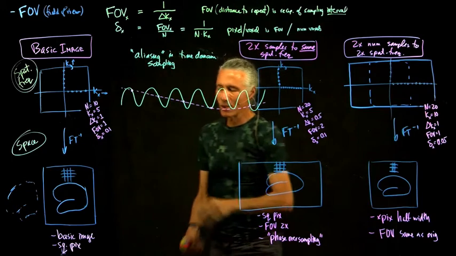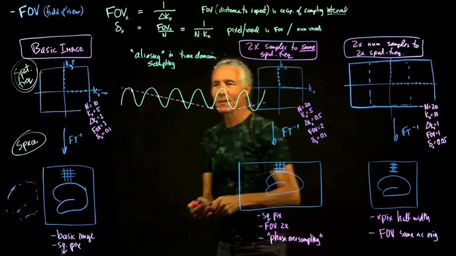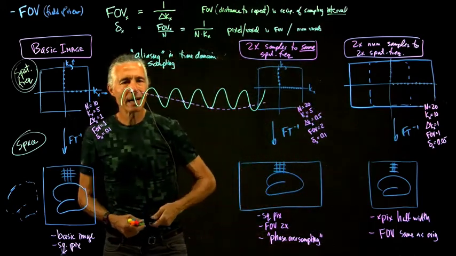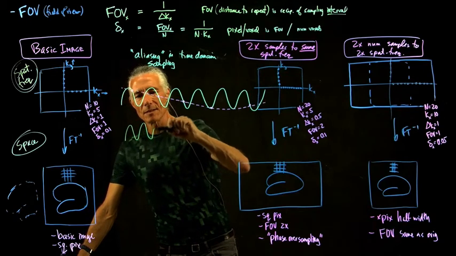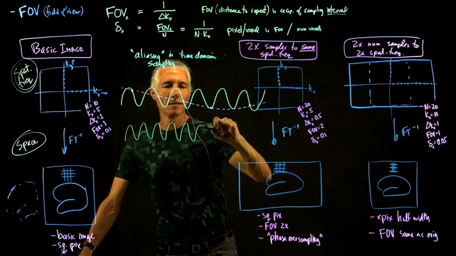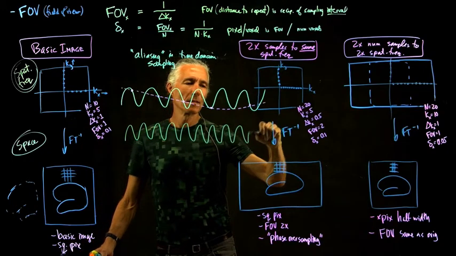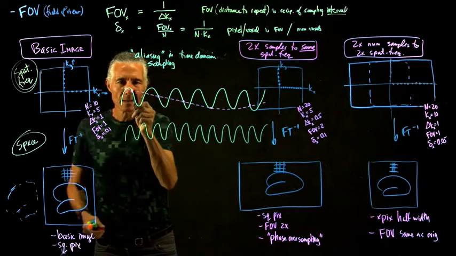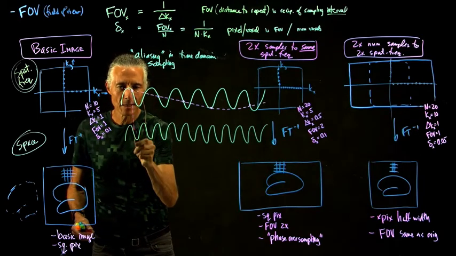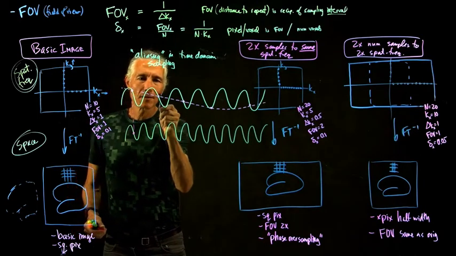But how does this thing cause a replica? So that's the last thing. Let's imagine a slightly higher frequency signal. So here's a slightly higher frequency signal. What if we sample that at the same rate? What will we get?